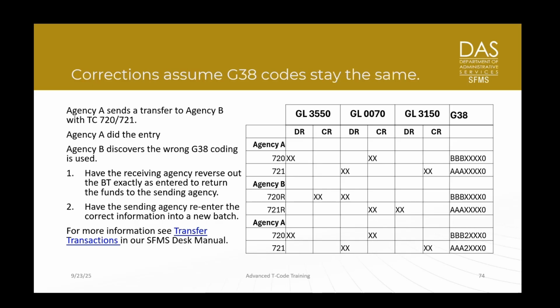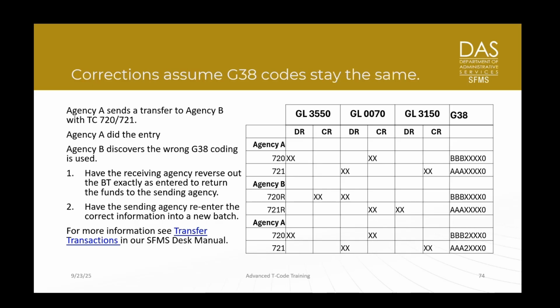So having the receiving agency reverse out the BT exactly as it's entered to return the funds to the sending agency is always the best way. And then you can have the sending agency re-enter the correct information into a new batch.